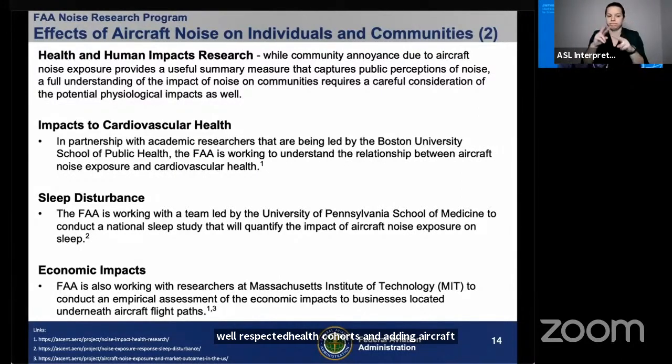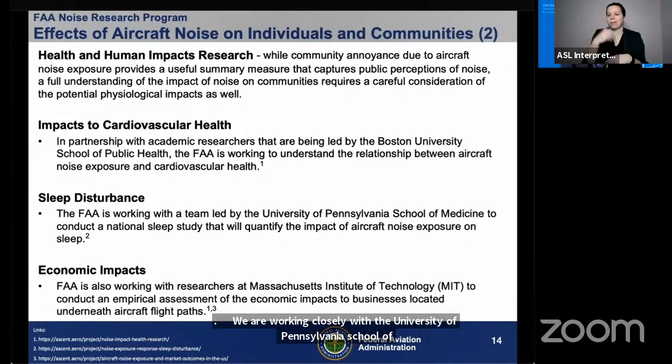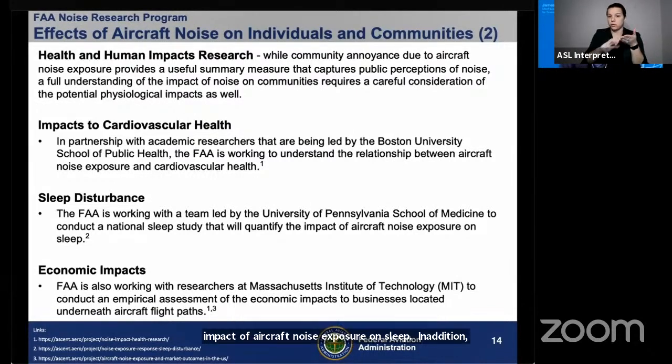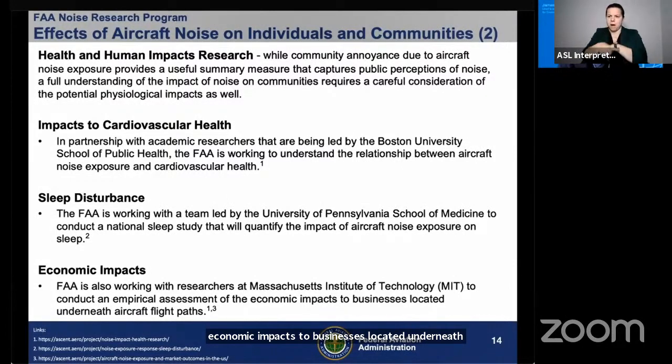And we're also working closely with the University of Pennsylvania School of Medicine to conduct a national sleep study that will quantify the impact of aircraft noise exposure on sleep. And in addition, we're working closely with researchers at the Massachusetts Institute of Technology to conduct an empirical assessment of the economic impacts to businesses located underneath aircraft flight paths, as well as to update some previously done work to understand how aircraft noise exposure affects housing values.